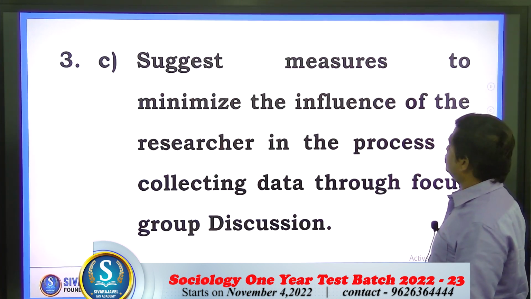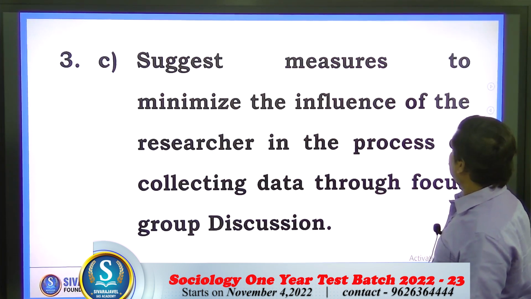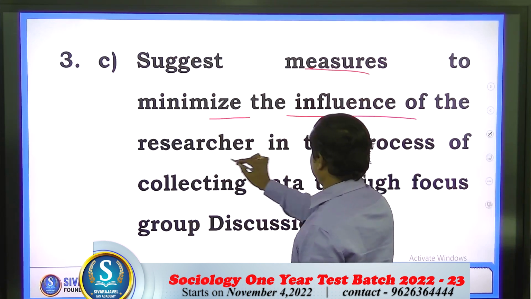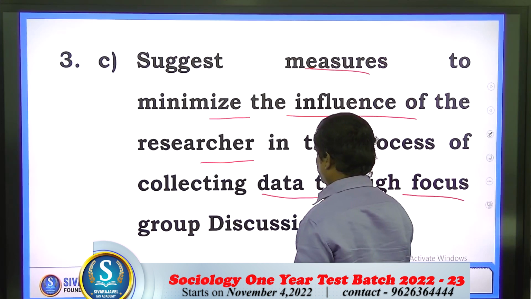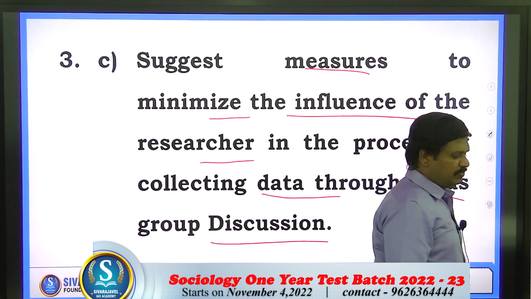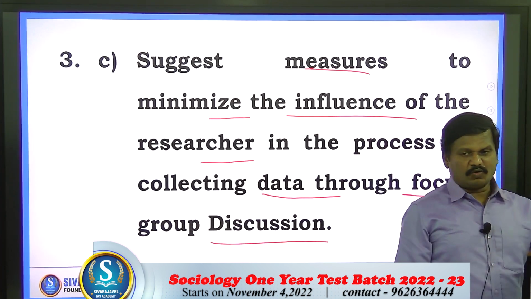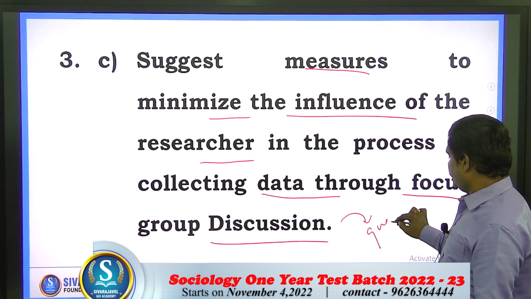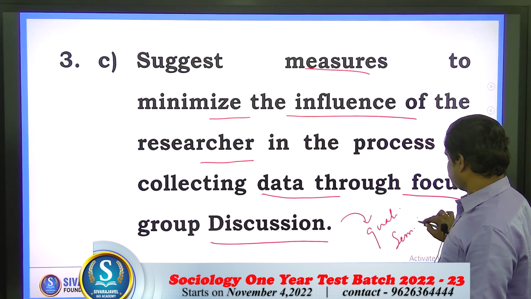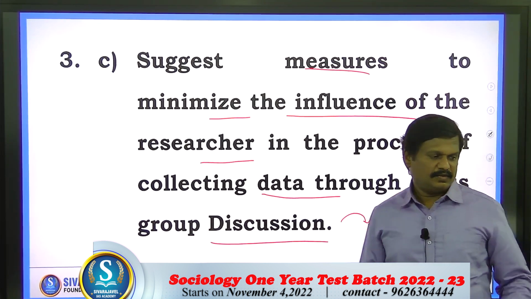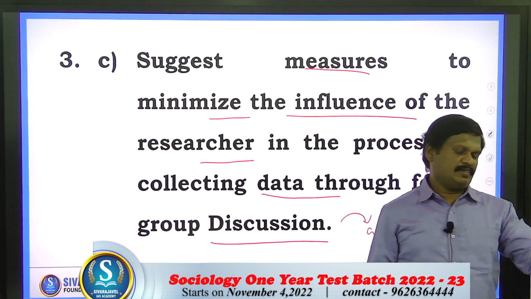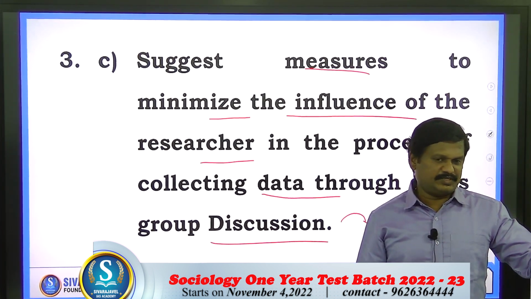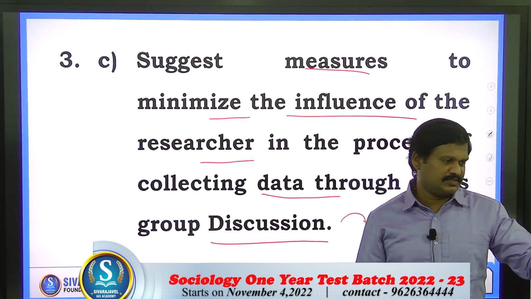Go to the next question: what are the measures which we can take to minimize the influence of the researcher in collecting data through focused group discussion? Focused group discussion is a qualitative method similar to the semi-structured interview. We are focusing selectively on some people. Purposefully we have selected some people and we are having a group discussion with them. So, it is a qualitative method, it requires interpretation.